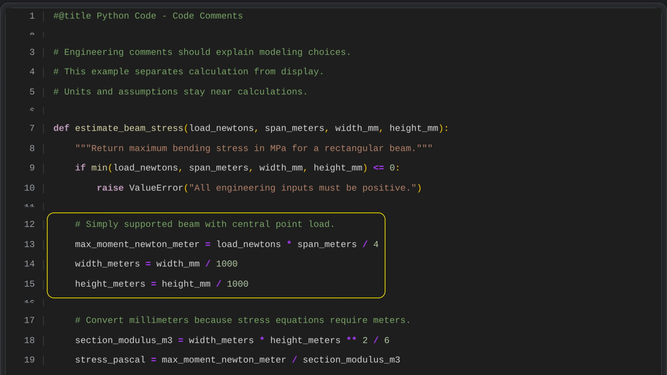For a simply supported beam with a central point load, the maximum bending moment is found by multiplying the load by the span and dividing by 4. Before calculating stress, the beam's width and height must be converted from millimeters to meters by dividing each by 1,000.